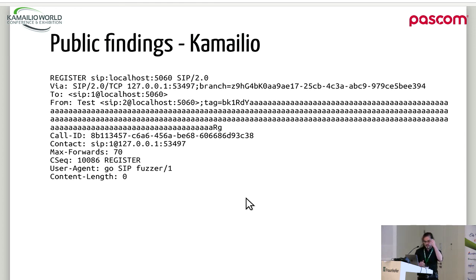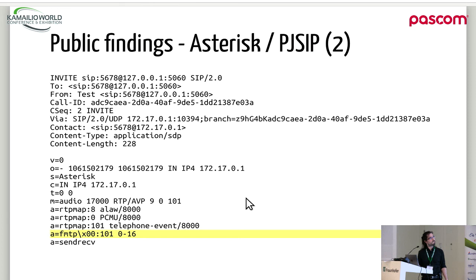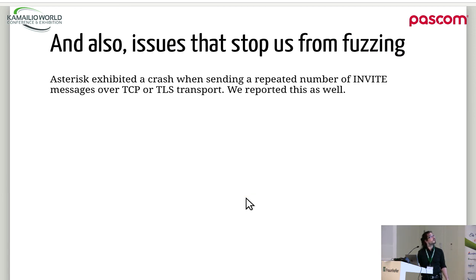So, some public findings, things that we published. In the case of Kamailio, this is the SIP message that would reproduce the problem that we reported. This is the SIP message that reproduces another problem in PJSIP with the subscribe. It has to be a subscribe message. PJSIP again, a null character over there, crash, and a very nice number over there. It also crashes PJSIP, the older versions, of course.